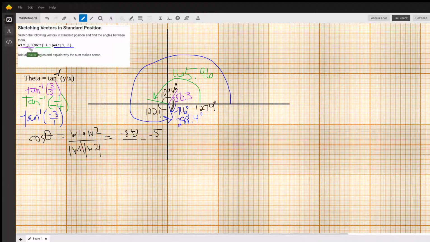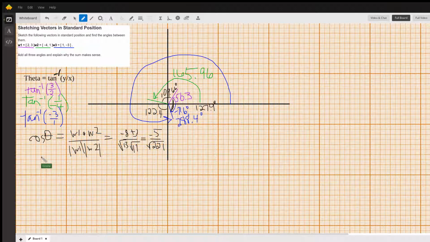The magnitude here is 4 plus 9. This is the square root of 13. And the magnitude of W2 is 16 plus 1. This is the square root of 17. So this ends up being the square root of 13 times 17, 221. And I'm pretty sure, is that 11? No, it's not. 121 is 11. Okay, so that's not the angle.